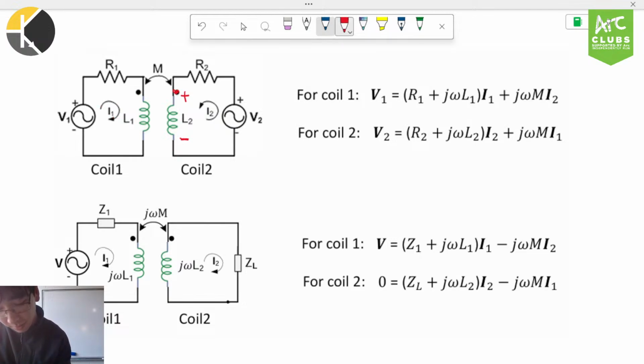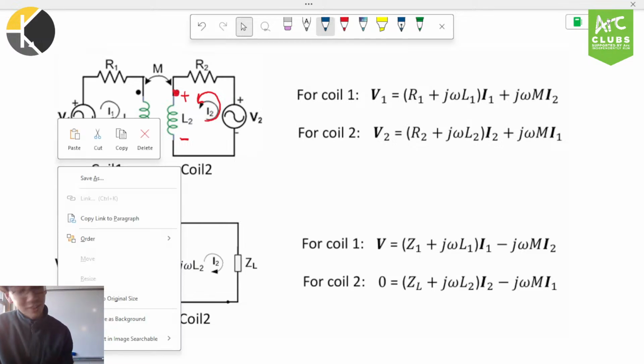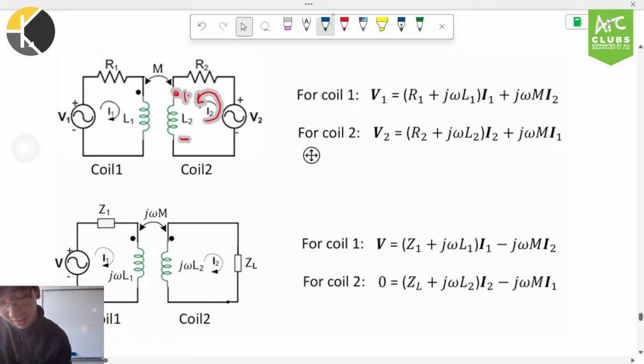Alright, so then we just need to repeat that for the secondary coil. So here we see again I2 flows into the positive, into the dotted terminal, sorry. So then the dotted terminal on this side will be positive and the other side will be negative. Cool. So that tells us the polarity of the mutual inductance. From there, all we have to do is create KVL equations.